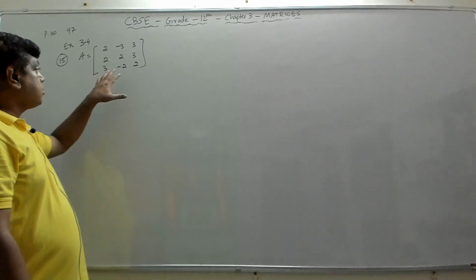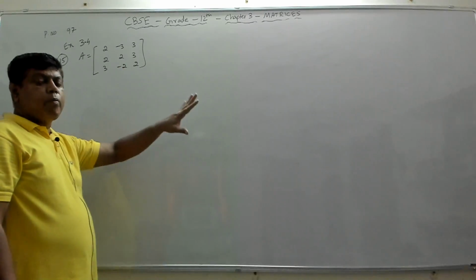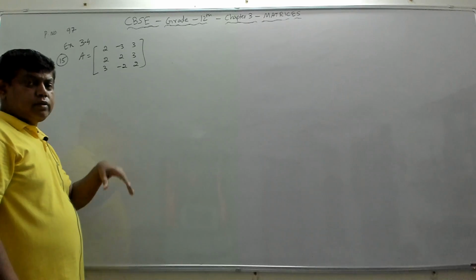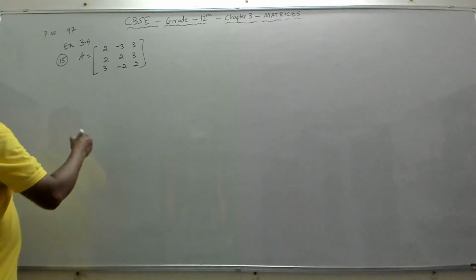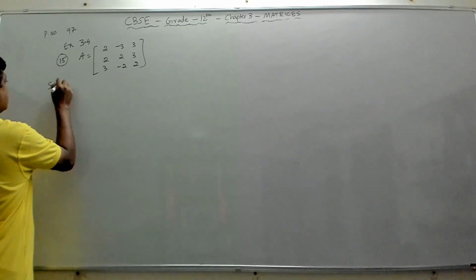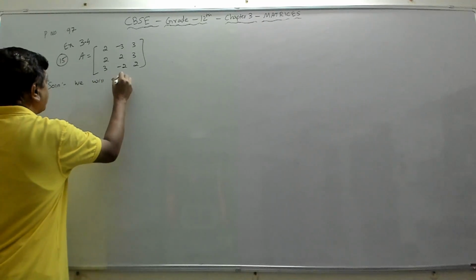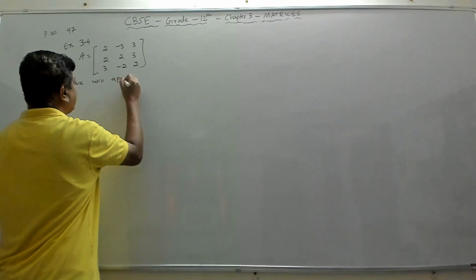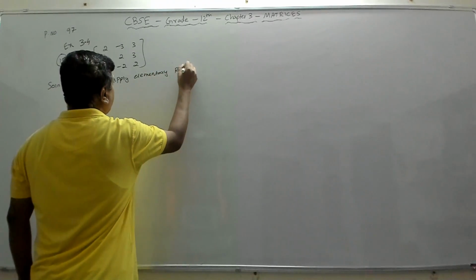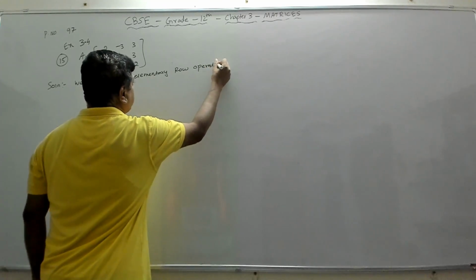We can use either elementary row operations or column operations to find the inverse of this matrix. I will do this one using row operations, and the next problem I will do with column operations. So the solution is, we will apply elementary row operations, which are also called transformations.